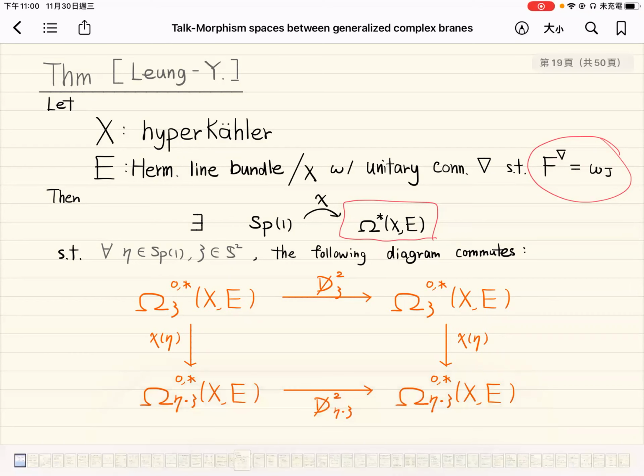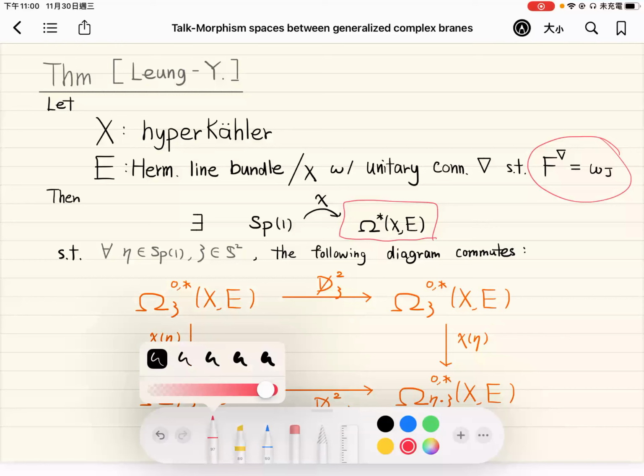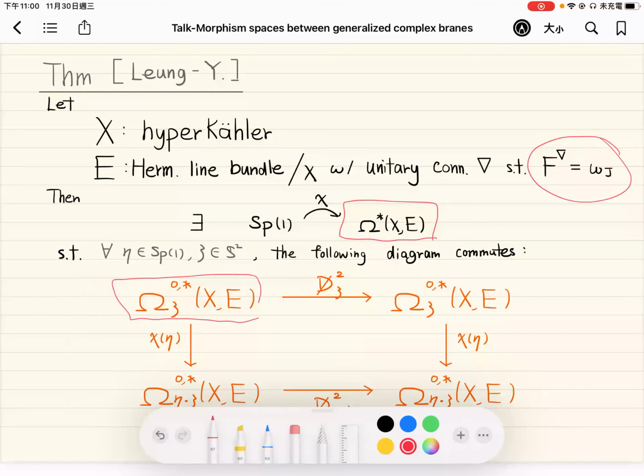And this Sp(1) action has the following property. For example, if we consider the space of (0,*) forms with respect to a certain complex structure in the twisted family, then the action will send it to the (0,*) forms with respect to another complex structure, compatible with the Sp(1) action on the S2. And also, this group action intertwines the square of a certain kind of Dirac operator, the spin-C Dirac operator.